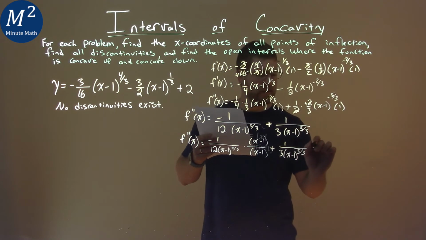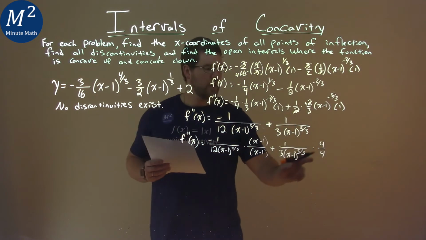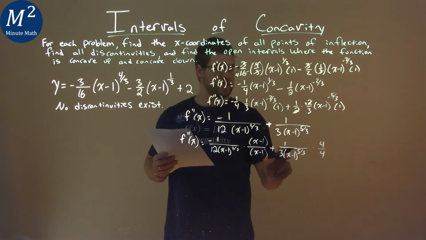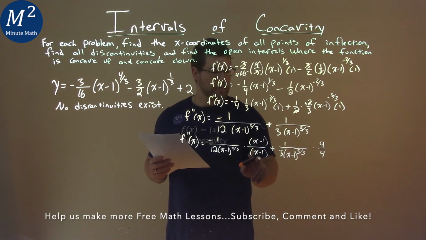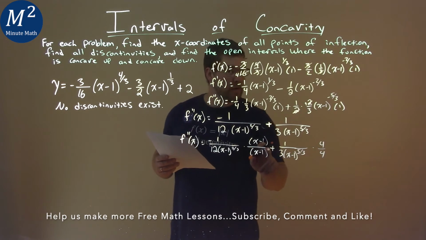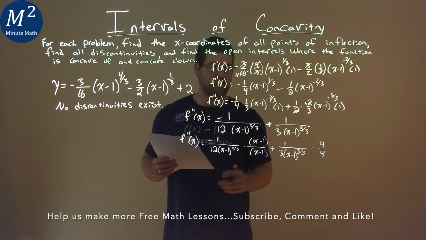I'm going to multiply this one by just 4 over 4. Notice 4 times 3 is going to be that 12, so we'll match up there. And then x minus 1 is like the 3/3 power, right? Adding the exponents, we have the 5/3 power.